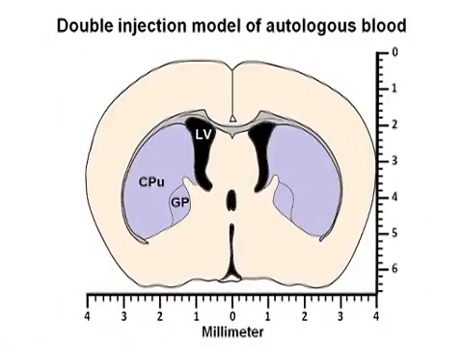Before showing the surgery, we would like to illustrate the procedure, starting with the double injection model of autologous whole blood. This schematic represents a coronal brain section 0.2 mm anterior of bregma. The lateral ventricle is marked LV. CPU stands for putamen, a part of the corpus striatum, and GP identifies the globus pallidus. Both the corpus striatum as well as the globus pallidus belong to a group of subcortical nuclei known as the basal ganglia.